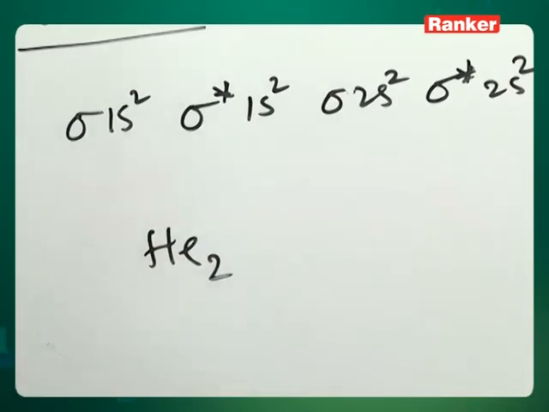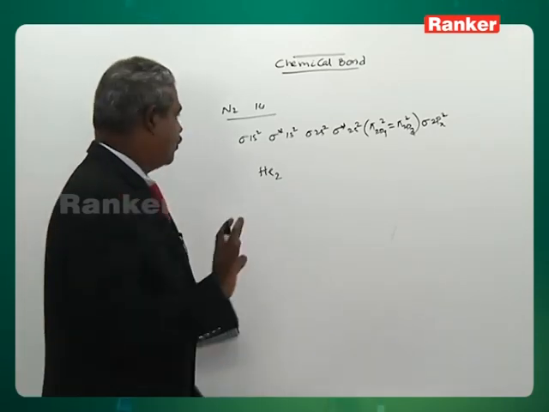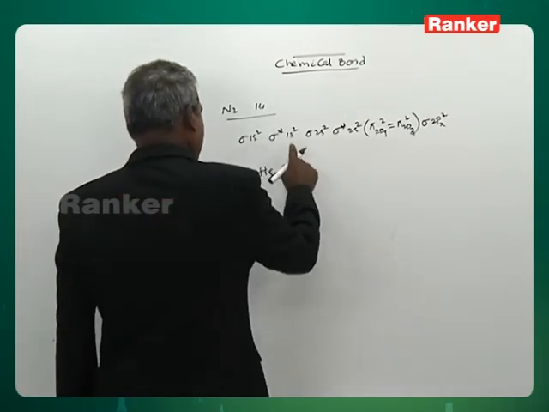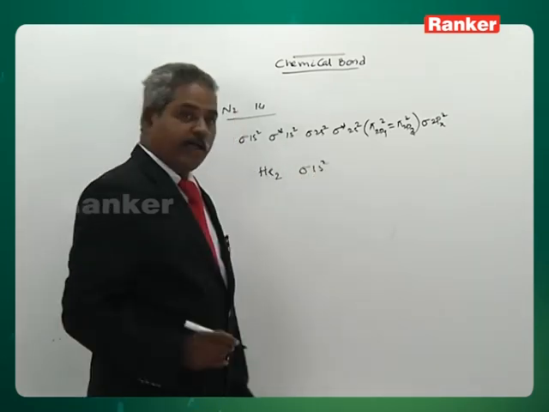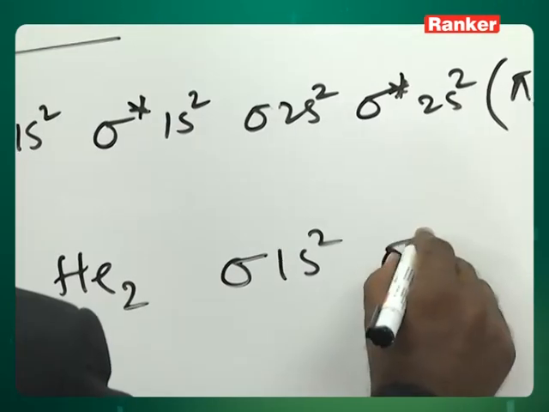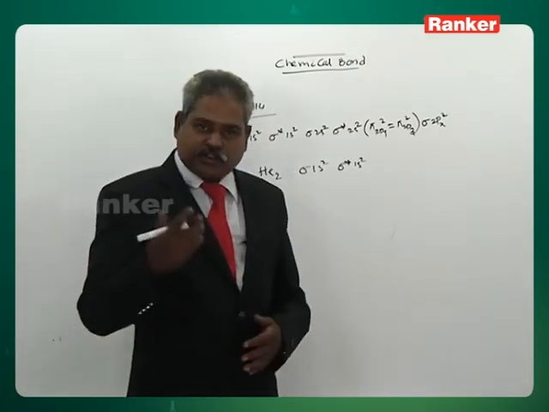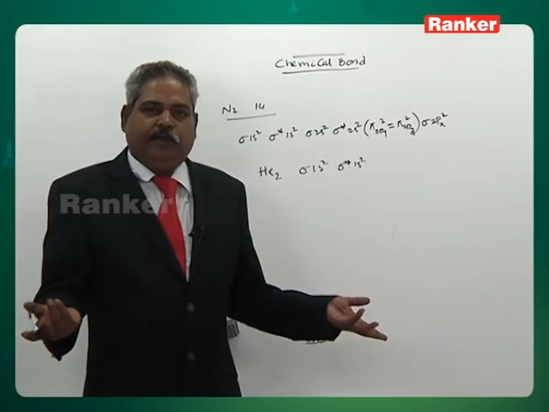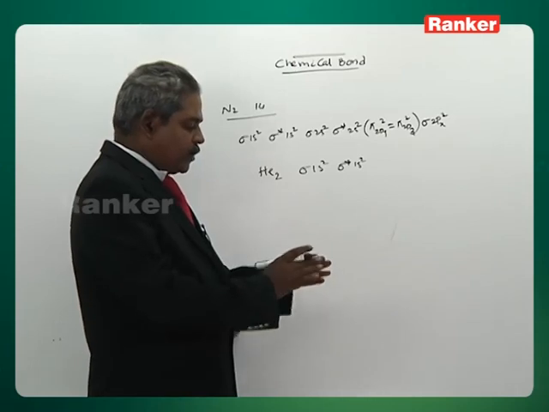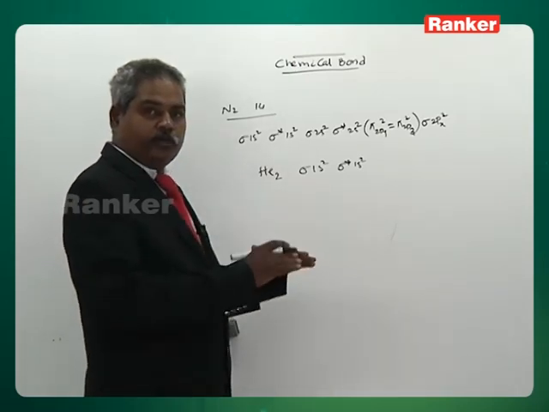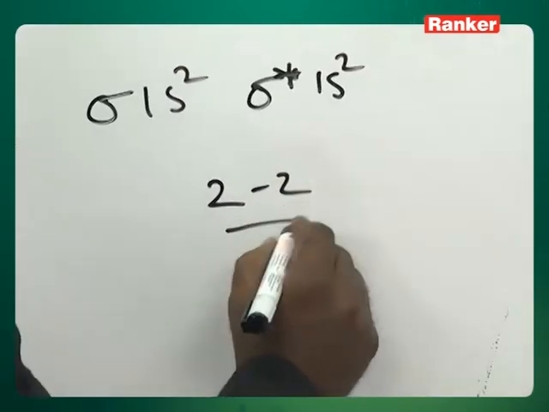He2 means 2 helium atoms, there are total of 4 electrons. Put 2 electrons here, 2 electrons here. So what are the 4 electrons doing? 2 of the electrons are bonding, the remaining 2 are anti-bonding. That is, the first 2 electrons are constructing and the next 2 electrons are destroying whatever has been built. So what is the net result? 0. So 2 electrons are bringing the atoms together and 2 electrons are throwing them apart. So 2 in, 2 out, net is 0. Bonding 2, anti-bonding 2, 2 minus 2 by 2, 0.